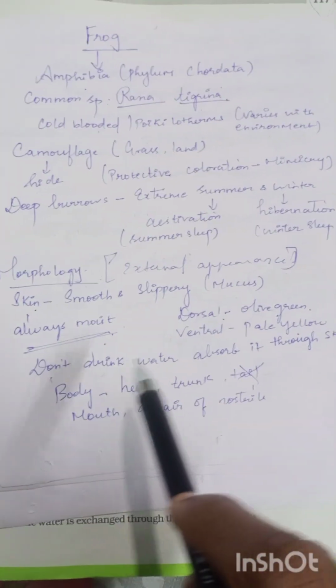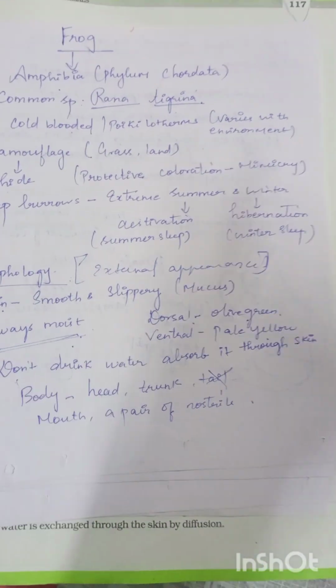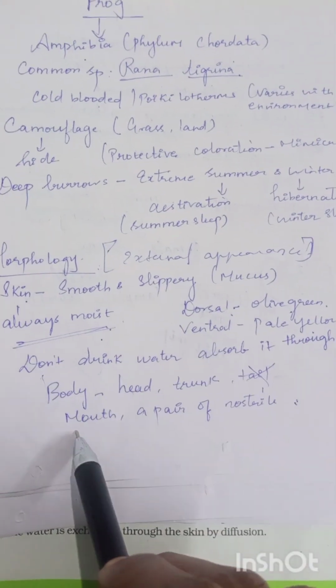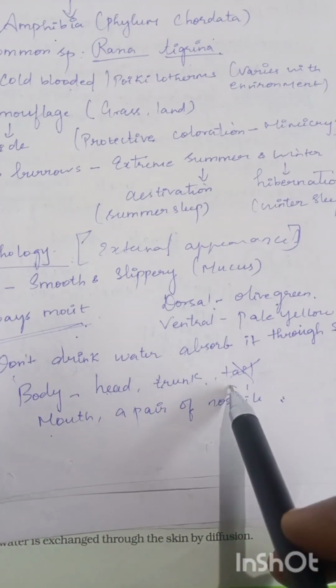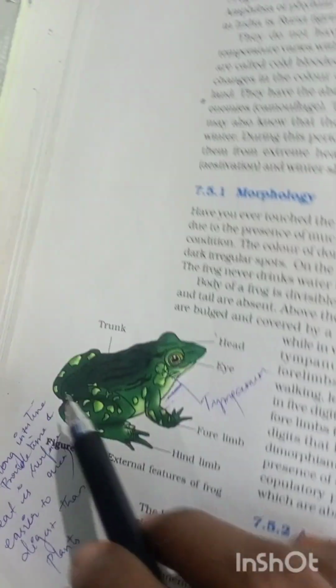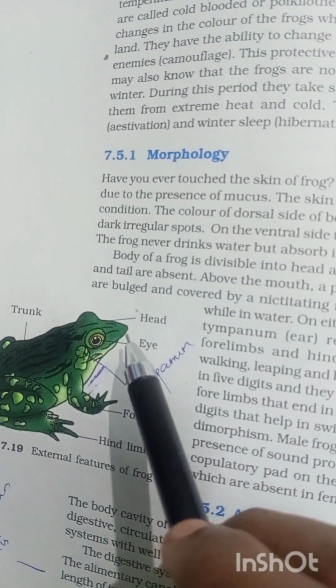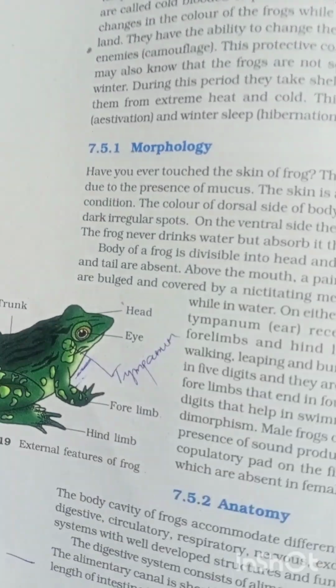Usually it will not drink any water, it will absorb the water through this moist skin. The body is divided into head and trunk. In frog, the tail is usually absent, and the body is divided into head and trunk portion. A mouth and a pair of nostrils will be present.